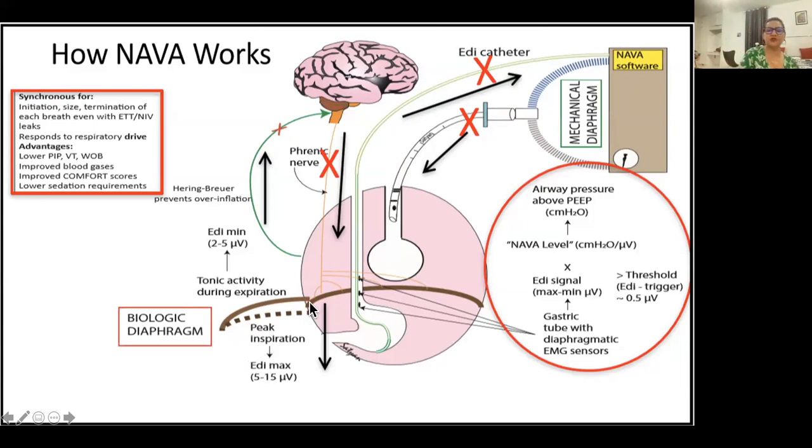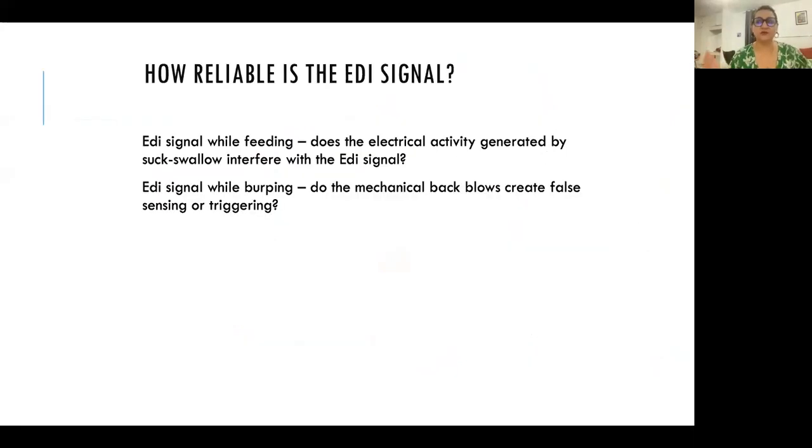But what I want to tell here is that there are two things. One, there is a tonic activity during expiration when the baby is expiring, and that is tonic EDI, which is minimum, 2 to 5 microvolt. And when there is a peak inspiration, there is a contraction of the diaphragm, and the EDI maximum is 5 to 15. That's the usual one. And we keep the Nava level to tell how much pressure the ventilator should be giving to the baby. Even if we increase the Nava level, the tidal volume is not going to go beyond a particular level, because there is a Hering-Breuer reflex which will prevent overinflation, and which works very well during Nava. We'll explain more about it.